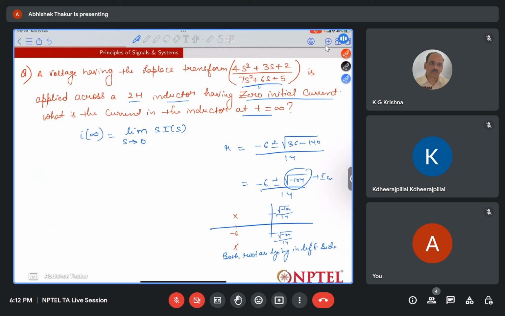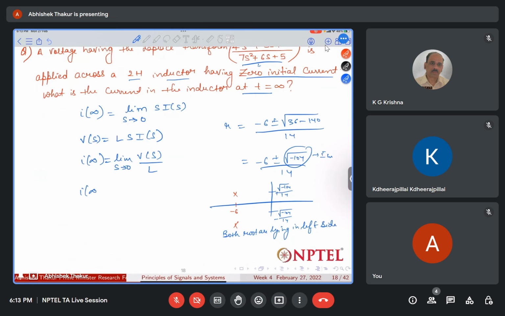So this is stable. So now we can easily apply the final value theorem. When we apply the final value theorem, we know that voltage is given as V = L di/dt, so in the s-domain Vs = L·s·Is. So I infinite will be Vs by L, limit s tends to 0.